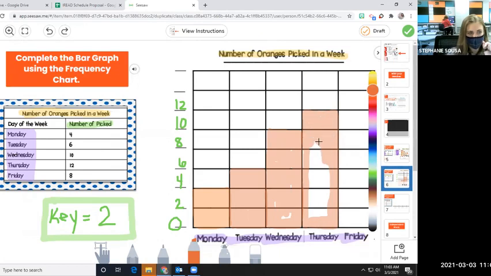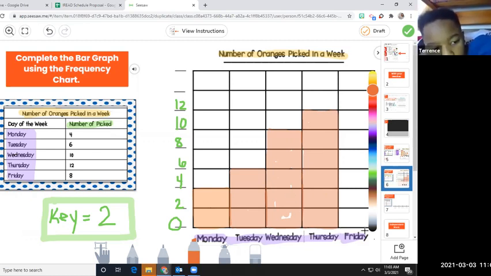Take your time, get that bar shaded in, because Friday is going to ruin our pattern. No more pretty staircase because it goes back down. Because Friday's 8.